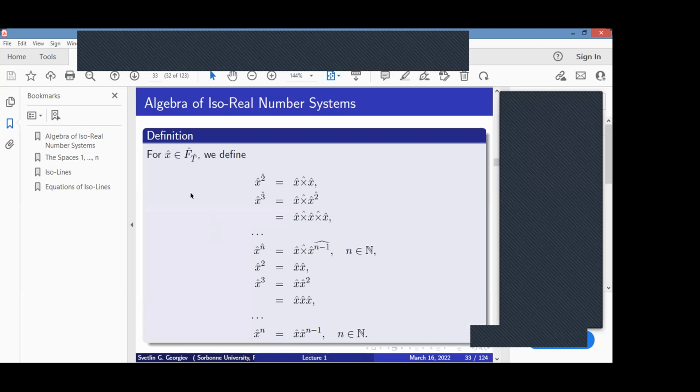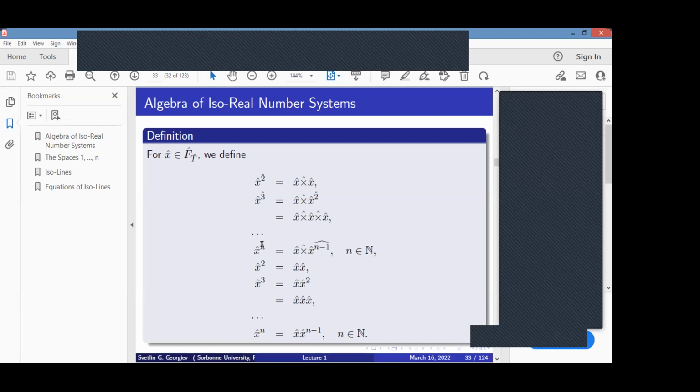Then we define iso square in this way, iso power 3 in this way. Then we can define one operator, the operator hat. This means to multiply by the unit. Yes, we can define such an operator, and then we go back to the real numbers using that operator. Then we have isomorphism.